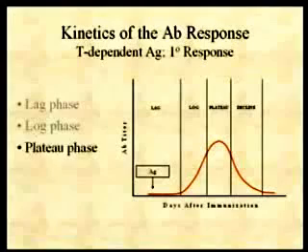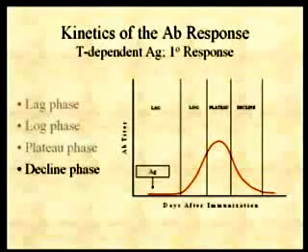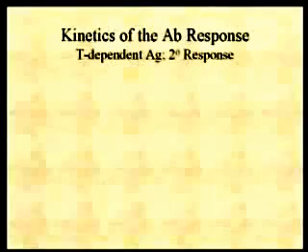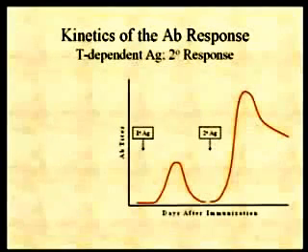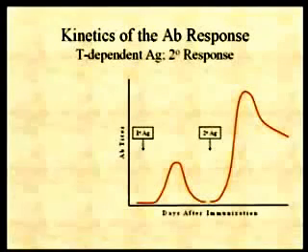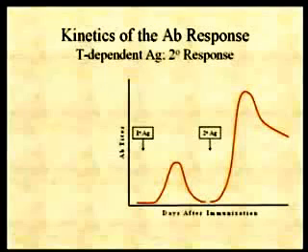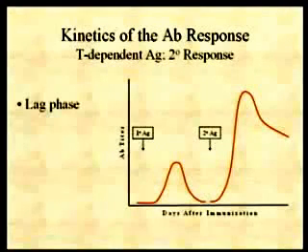So we have these 4 phases: lag, log, plateau and decline. Now, all right, what happens when we see this a second time? When we see this antigen a second time, and what I've done here is I've put on the first primary response again so you can distinguish the primary and secondary response.